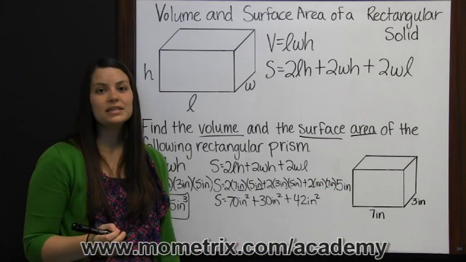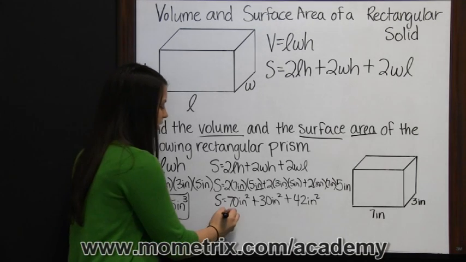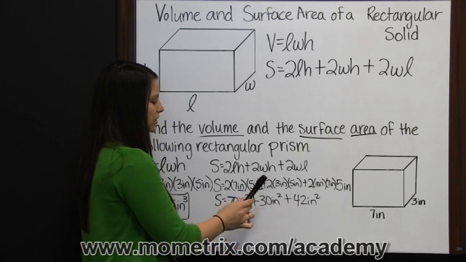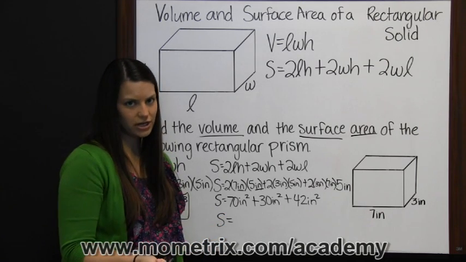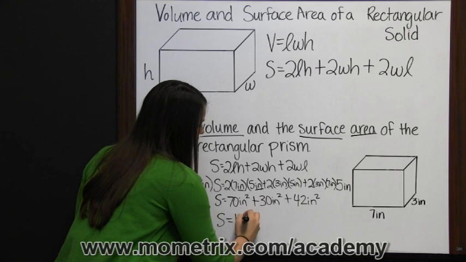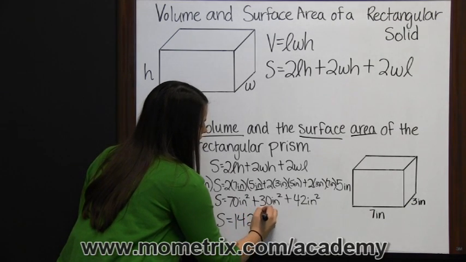Finally, we can combine these all together for our surface area. So the surface area is 70 inches squared plus 30 inches squared is 100 inches squared, plus 42 inches squared, 142 inches squared.